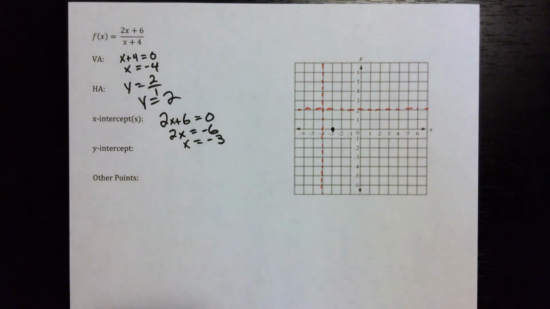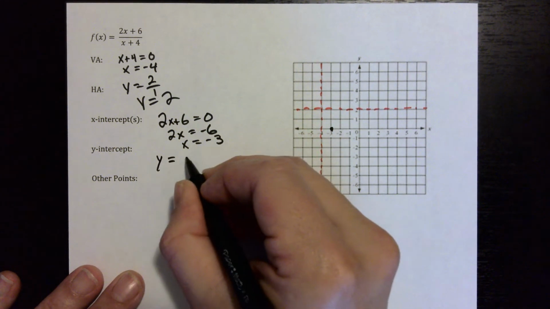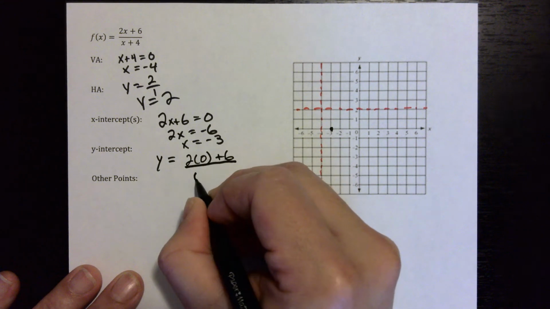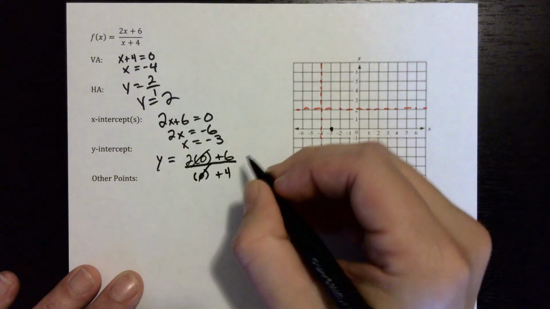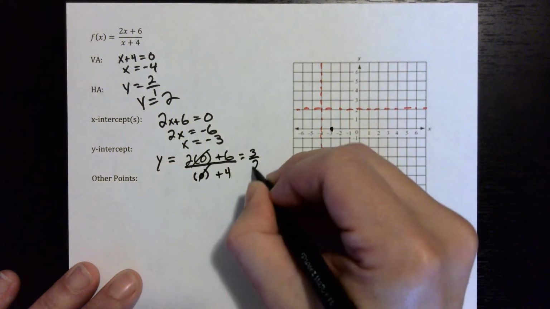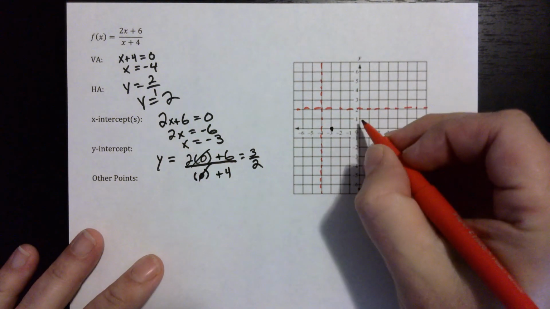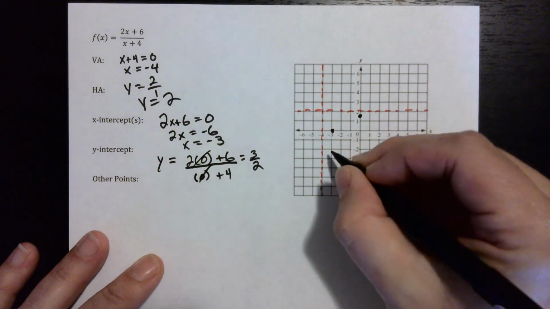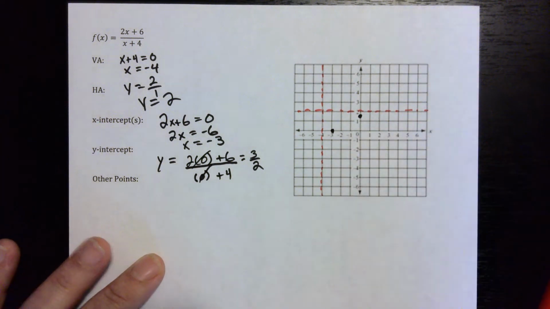For the y-intercept, we let x equal 0. So it'll be y is equal to 2 times 0 plus 6, over 0 plus 4. Of course, these two terms go away. It's 6 over 4, which is 3 over 2. Okay, so our y-intercept is 3 over 2, which is about 1.5. 1.5 is about right there. Okay, so that gives us a pretty good idea what this is going to look like. Should fall something like that.